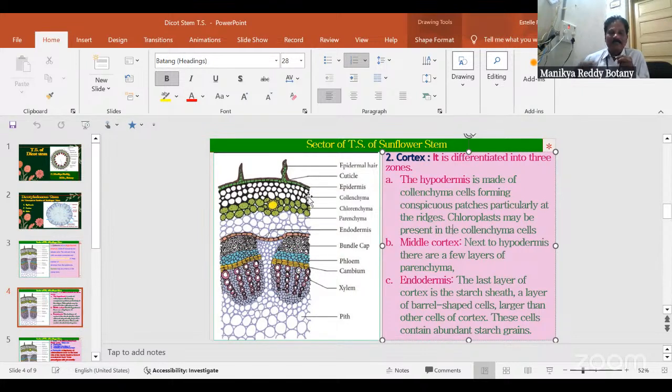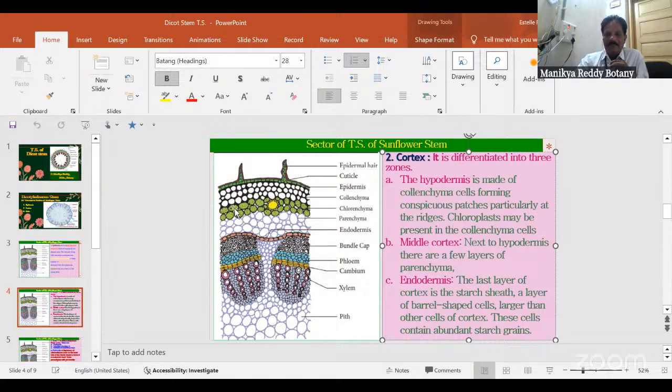Hypodermis is the external cortex or outer cortex. The outer part of the cortex is called hypodermis. Why is it called hypodermis? Dermis means epidermis, outer layer. Below the epidermis, you can find the first part of cortex. Hence, it is named hypodermis.